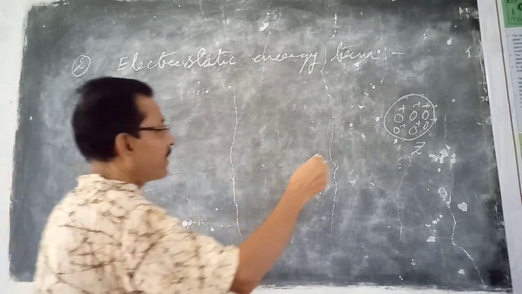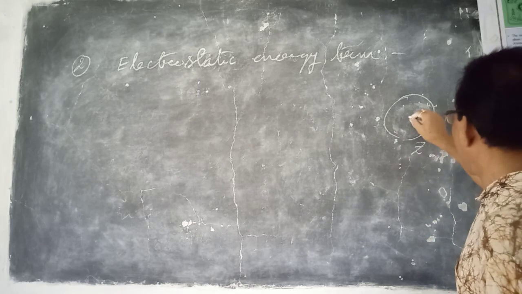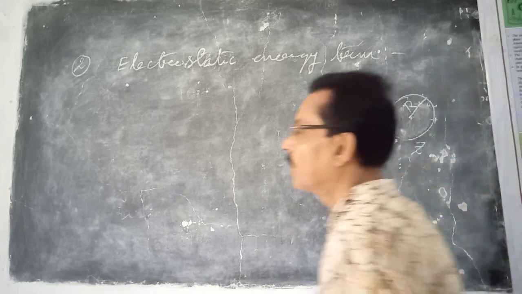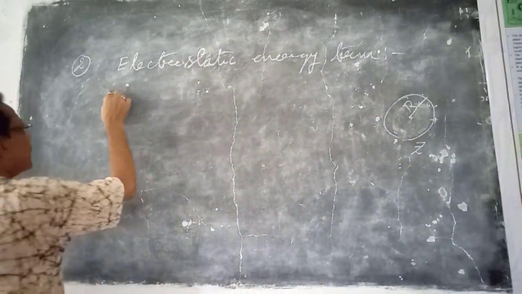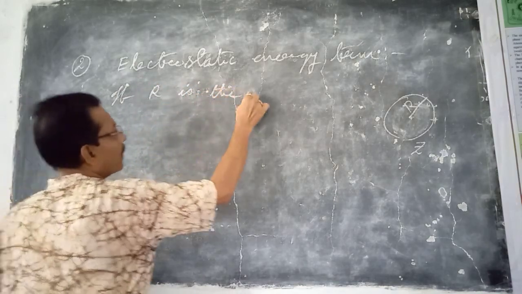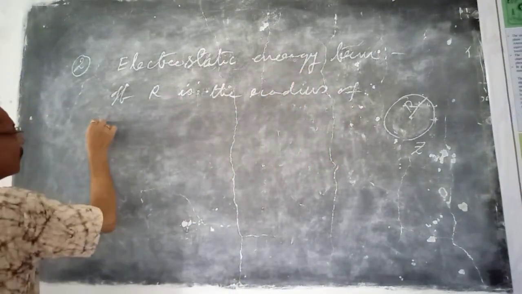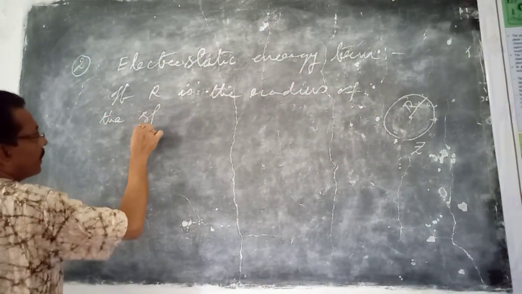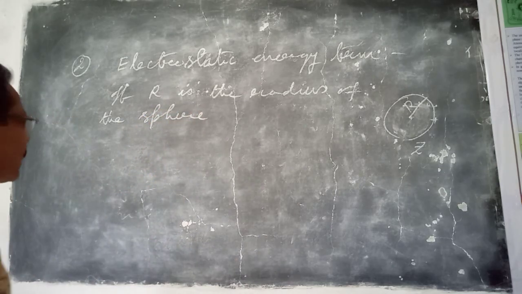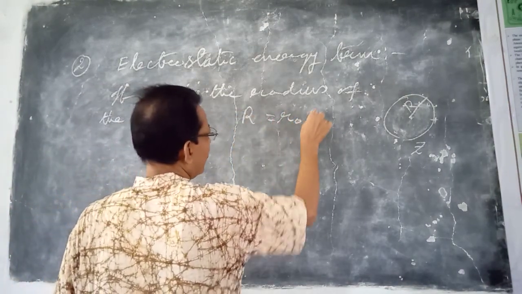Now, suppose this is the nucleus, where Z number of protons are closely packed, and the radius of this nucleus is R. If capital R is the radius of the nucleus, or the radius of the sphere which you consider as a drop of liquid, then in that case we know that R is equal to R0 times A to the power 1/3.